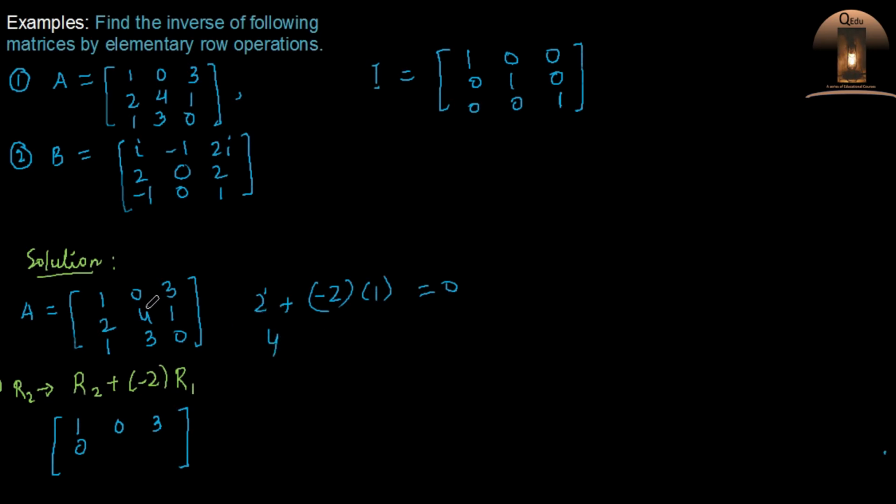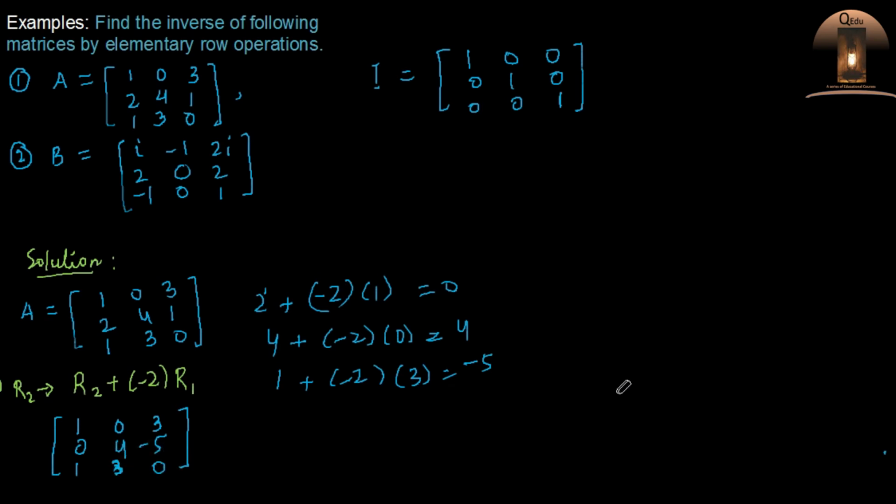Similarly, we have 4 in the second place, plus minus 2 into 0, which means 0 from the first row's corresponding element. So this will be equal to 4, the same. And then for the third element, we have 1 in the second row, plus minus 2 into 3. So this will be 1 minus 6, which equals minus 5. So this will be minus 5 here. Similarly, the third row will be the same because we have not applied any operation on this third row yet.